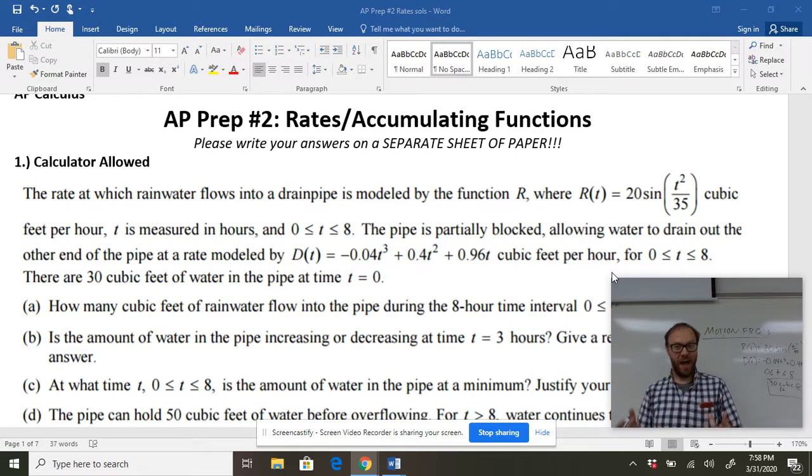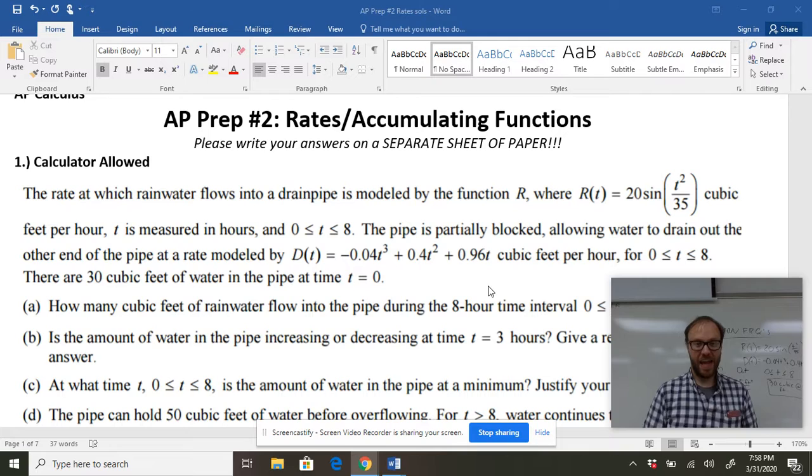Now, the pipe is blocked. It allows water to drain out of the pipe. And they tell you the rate at which water drains out of the pipe is this right here. So imagine that we have water coming in, and just make up some numbers, just to get an idea of what's going on. Maybe it's coming in at 10 cubic feet per hour. And maybe the pipe's not draining very fast. Maybe it's only draining 5 cubic feet per hour. Okay, think about that. Think about how much water is in the pipe over time.